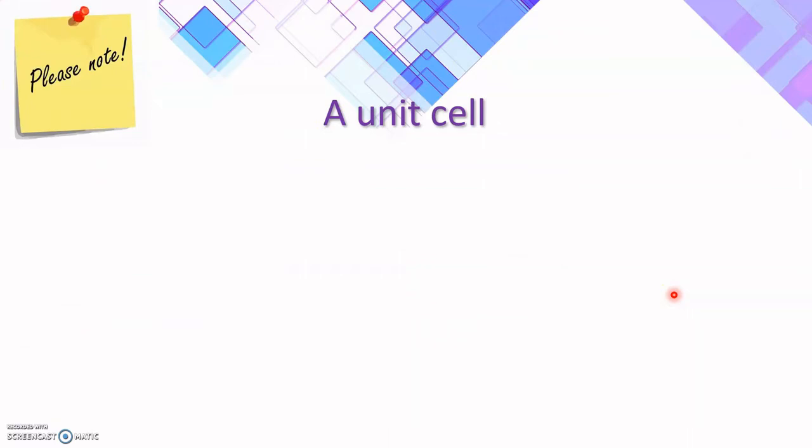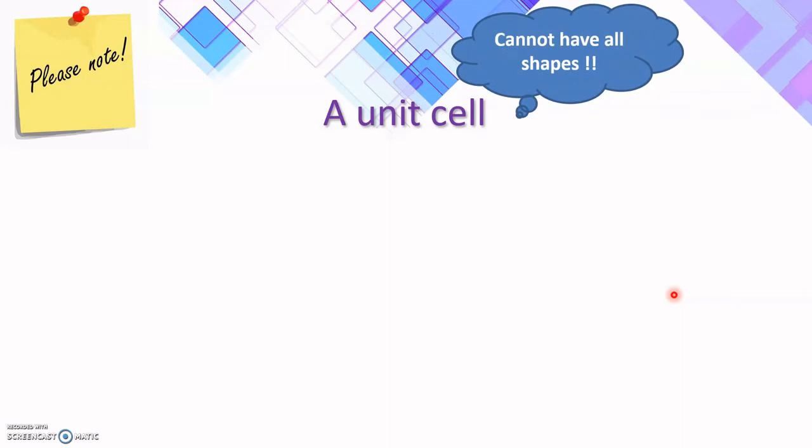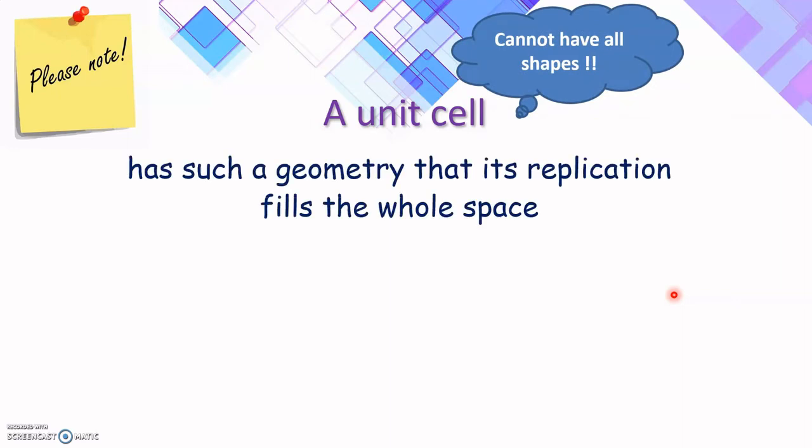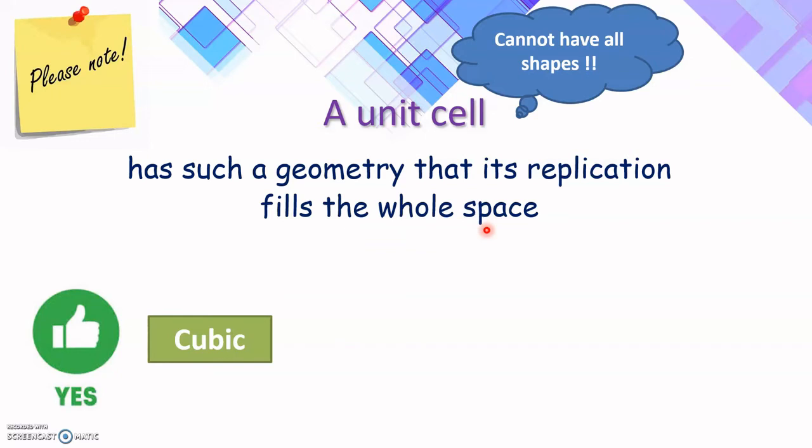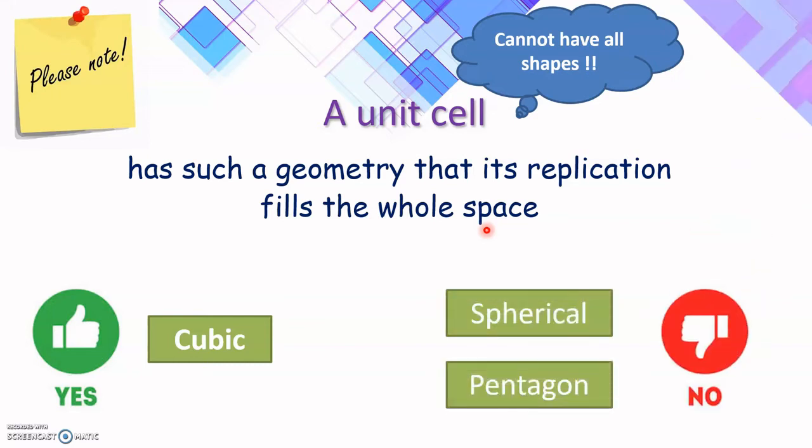Another important feature of the unit cell is that it cannot have all shapes. A unit cell has such a geometry that when it repeats in space, it will fill the whole space. This means there shouldn't be any empty space or voids left after arranging it in space. Thus, a unit cell can have a cubic structure since it can be arranged without any voids. A spherical or pentagonal shape is not possible for a unit cell since its repetition in space does not fill the space completely and leaves voids.